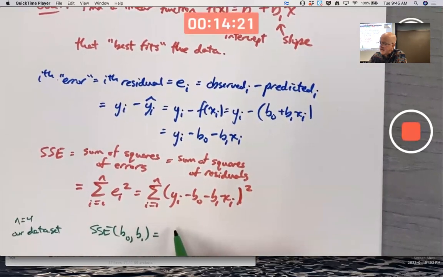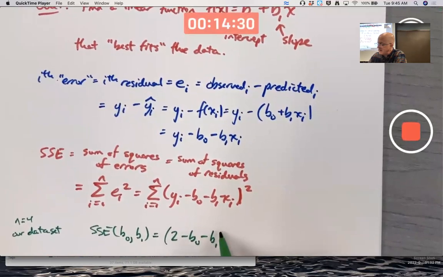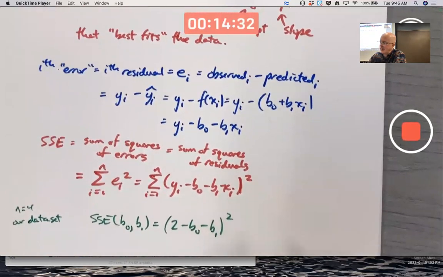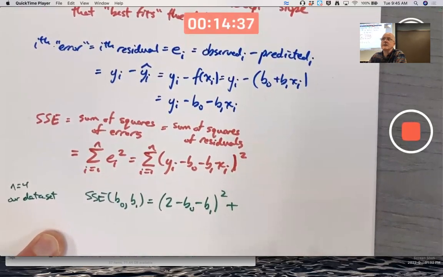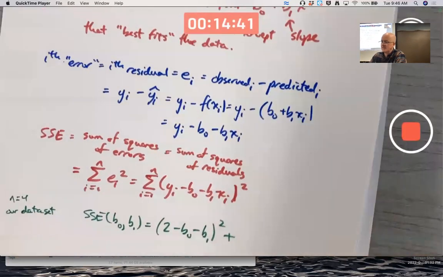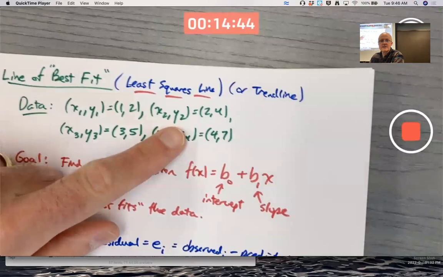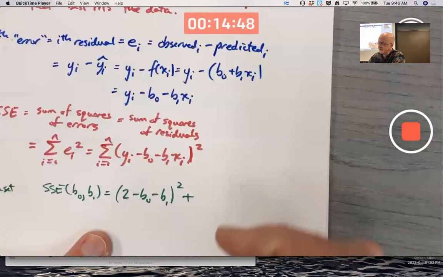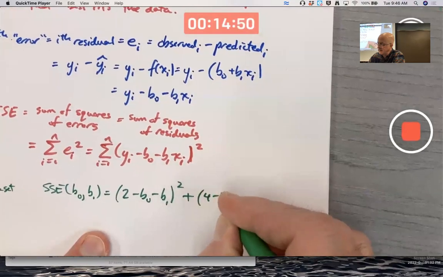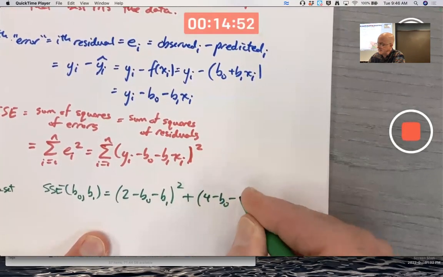The first data point was x1 was 1 and y1 was 2. So this becomes 2 minus B0 minus x1 was 1. So I get a minus B1 squared. That's the first term in the sum, because the first data point was x1 is 1, y1 is 2. Second data point, coming back up here, is x2 is 2 and y2 is 4. Plug in y equals 4 and x equals 2.